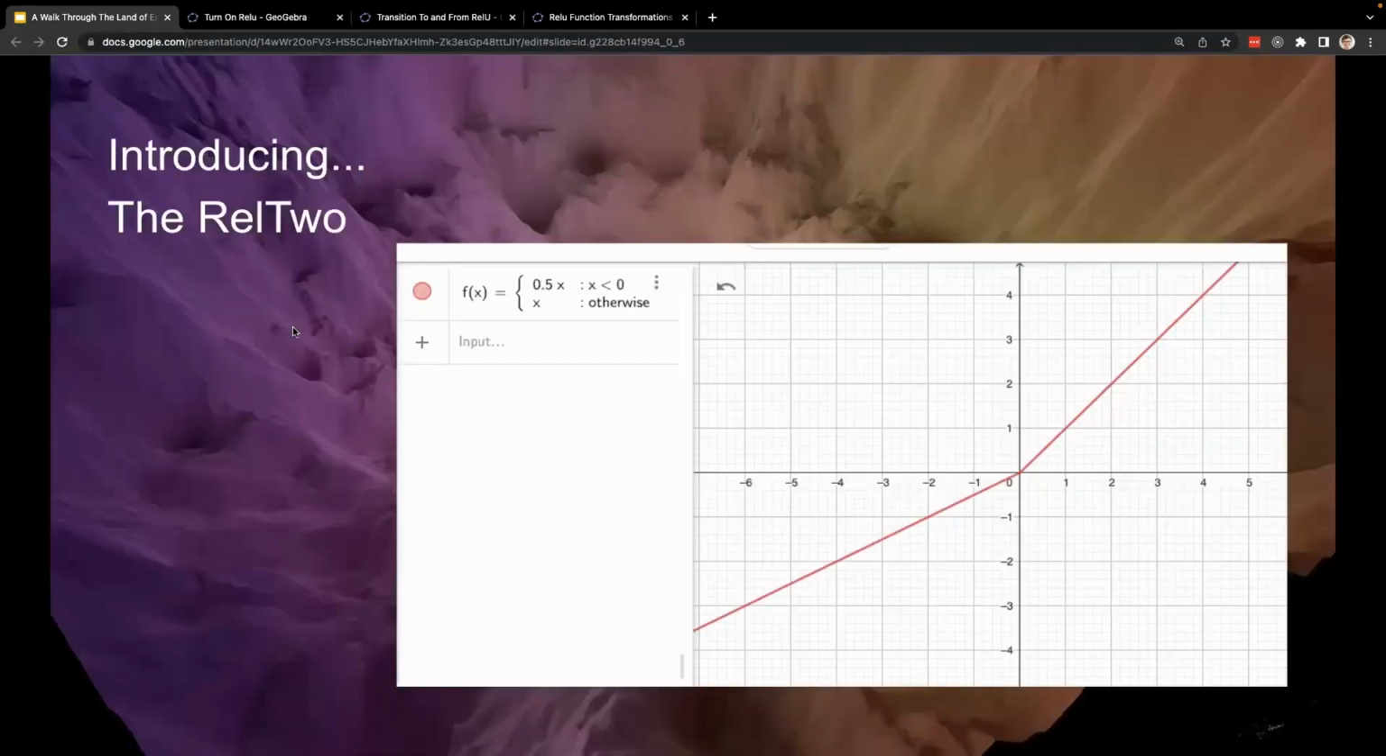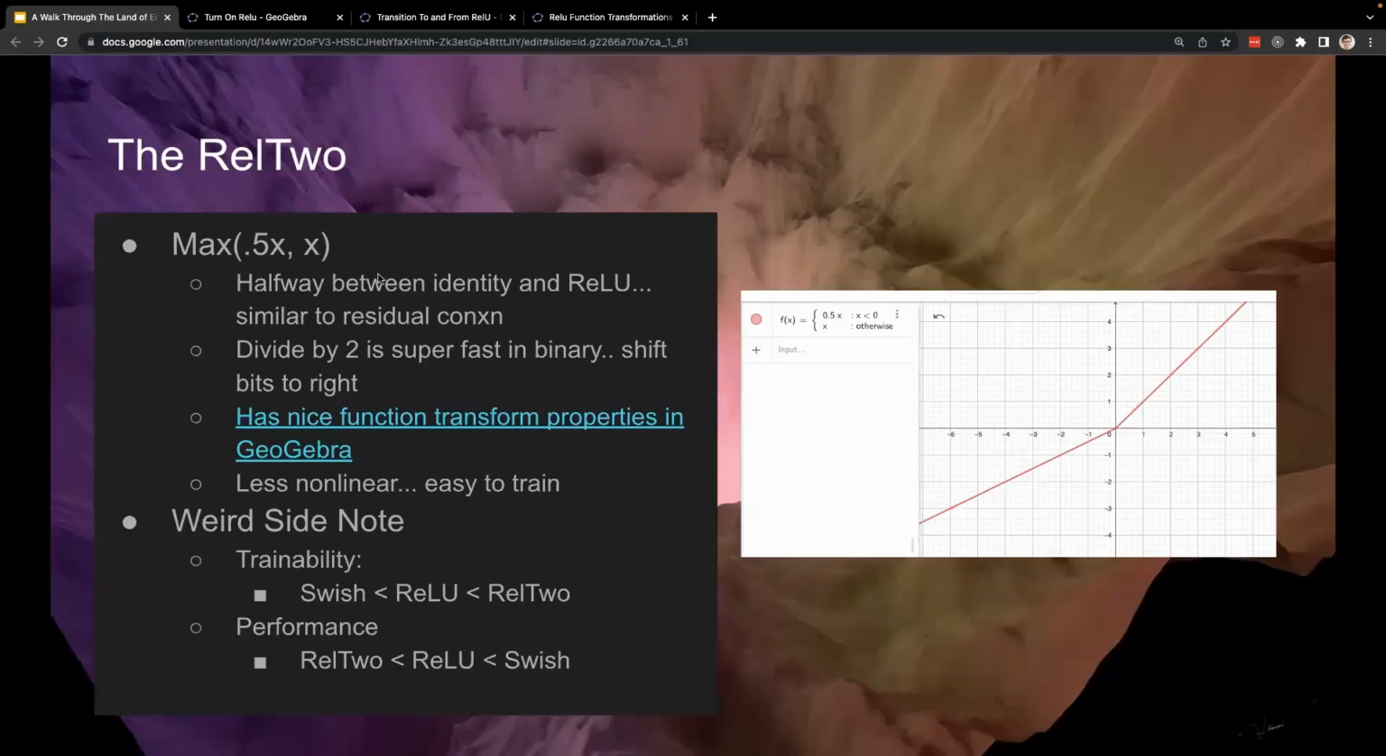And so I did a little experiment. Well, I just wanted a couple properties. So first of all, it's halfway between the identity and the ReLU, which I think is similar to a residual connection. And then dividing by 2 is super fast and binary. We just shift the bits to the right? So the computation isn't bad. And then I just showed kind of those function transform properties. And it's less nonlinear, so it's easier to train, right? So there's a couple properties there.